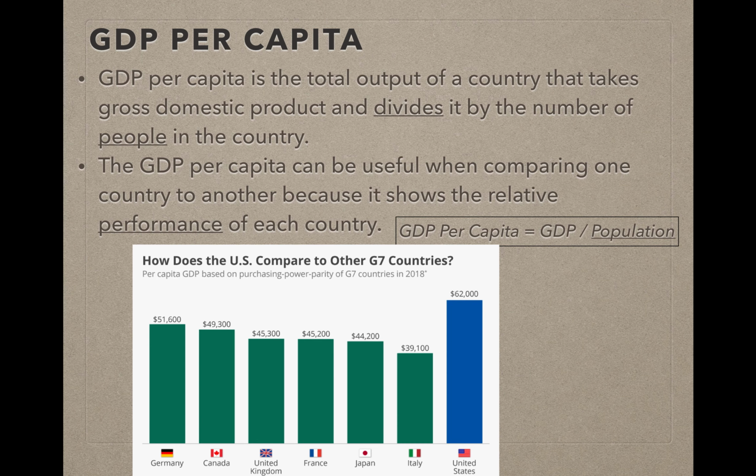Now, the reality is we don't do that. We don't all have $62,000. We don't divide up our GDP equally, but it gives us an idea of how much money there is per person in an economy, and that can help us compare how well our economy is doing to other economies.